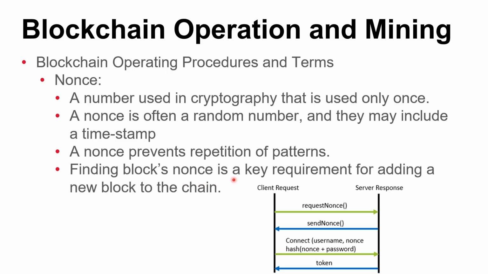Finding the block's nonce is a key requirement for adding a new block to the chain. And we can see here we request a nonce, a nonce is sent, and then the connection is made with a username, nonce, and a password. That includes a nonce and a password, and a token is received.